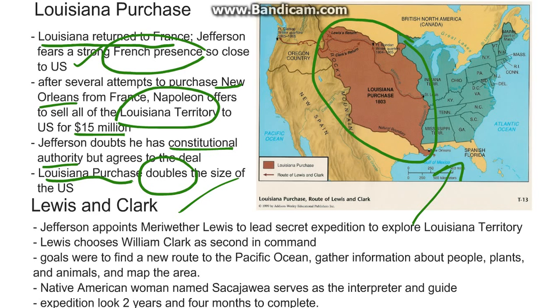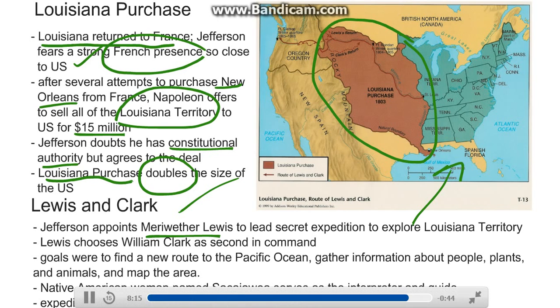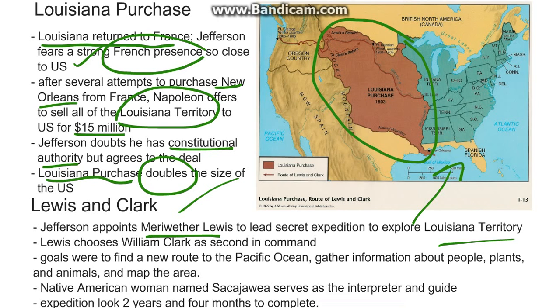Lewis and Clark. Jefferson appoints a man named Meriwether Lewis to lead a secret expedition to explore the Louisiana Territory. Lewis chooses William Clark as second in command. The goals of the expedition were to find a new route to the Pacific Ocean, to gather information about people, plants, and animals, and to map the area. A Native American woman named Sacagawea serves as the interpreter and guide. The expedition takes 2 years and 4 months to complete and brings back to Jefferson a wealth of information about the area.